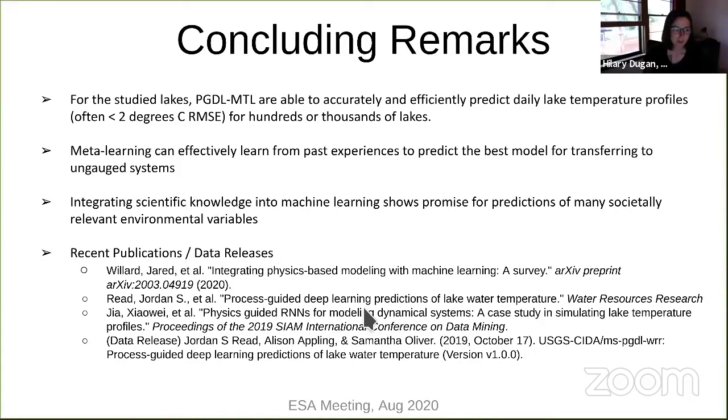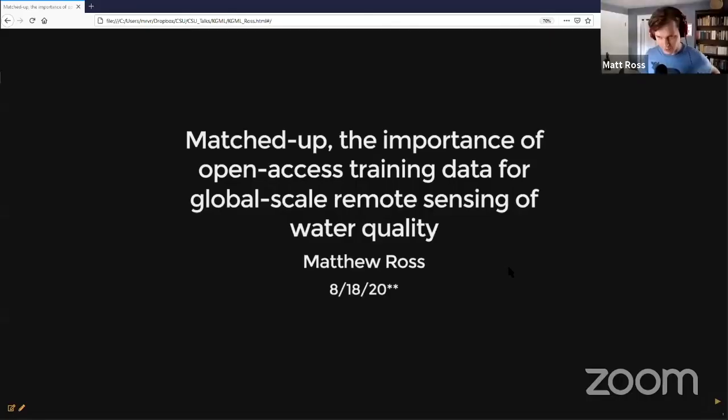I think if there's no more questions, we will move on to our next speaker, who is Matt Ross from Colorado State University. Hey, everybody. And unmute like 7 mics.